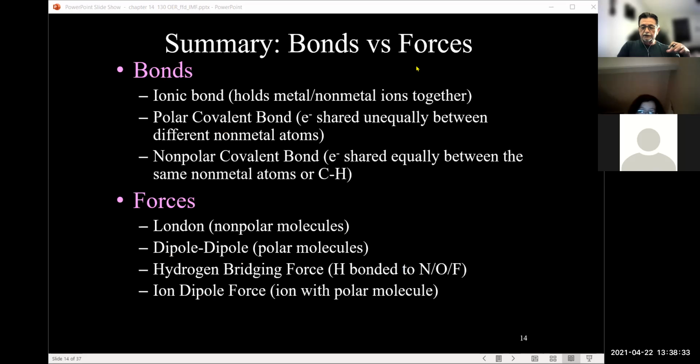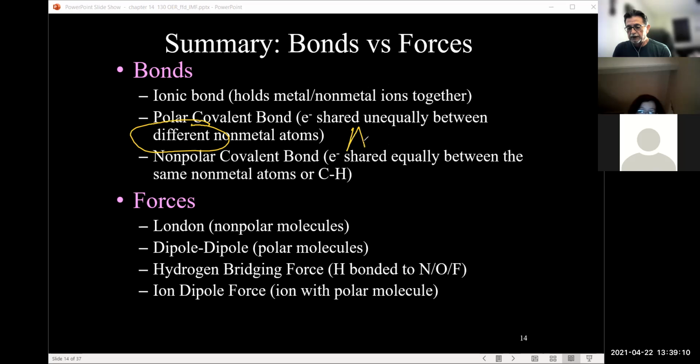Well, let's summarize the forces here versus the bonds. Bonds. We have ionic bonds, which hold, as I spoke before, metal and non-metal. Okay, that's what attracts the ions together. Then, of course, we have the polar covalent bonds, which have unequal sharing between different atoms. And that's the key, because I find that students still have a challenge with that. The key word is different, okay?